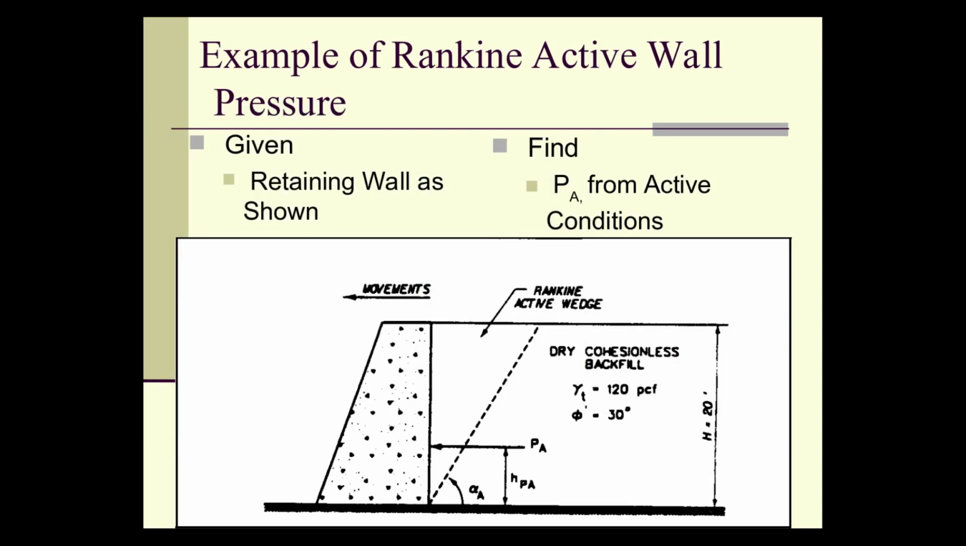Okay. Let's take an example. Retaining wall is shown. Find the PA from active conditions. Same problem we had before. Notice now we're throwing in an alpha A. That is the failure surface, Rankine active wedge. Like I said, with Rankine theory, you can derive the equations either from Mohr-Coulomb failure or from active. You get the same result. That's nice.